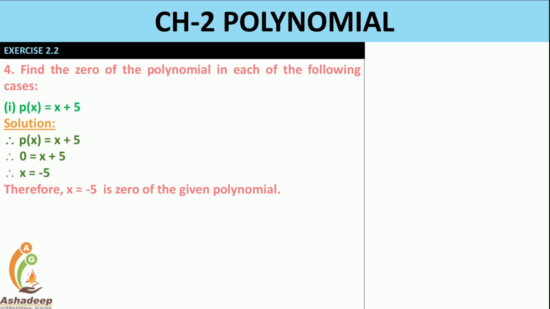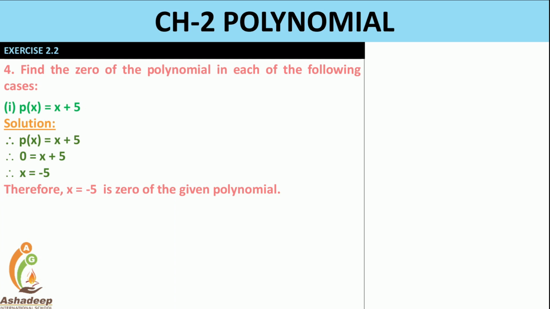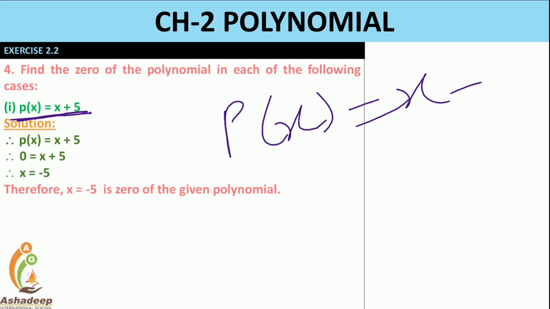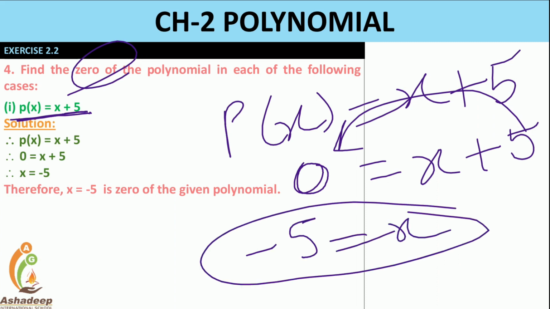Now here, find out the 0 of the polynomial in each of the following cases. So p of x is equal to x plus 5. Now whenever you have to find out the 0, you need to compare it with 0: 0 is equal to x plus 5. If 5 comes onto the other side, it becomes minus 5 is equal to x. So x is equal to minus 5 is the 0 of the given polynomial.